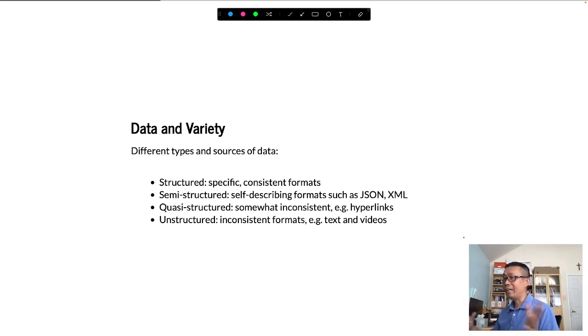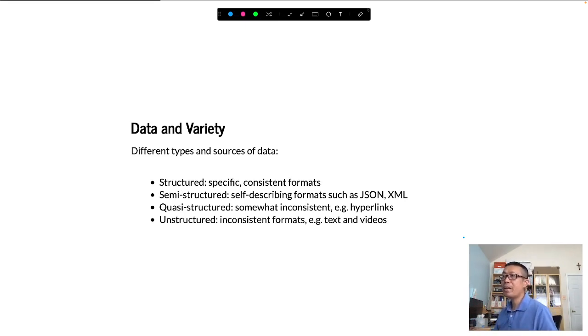Some are highly structured, with specific consistent formats. When you think of a relational database or simply a set of spreadsheets, right? You have the rows and columns. They are very structured, and each column is most likely in a specific data type, such as numbers or strings. Perhaps there's a yes or no answer from a survey question, things like that. So these are highly structured data.